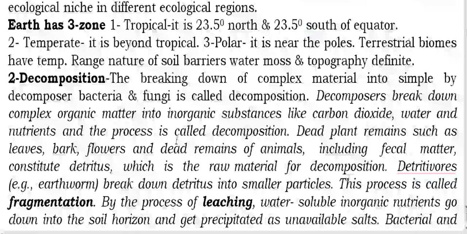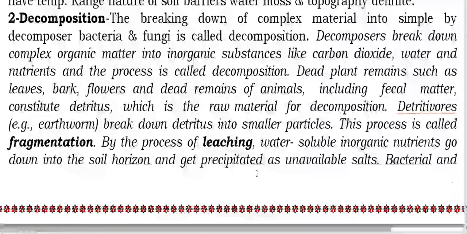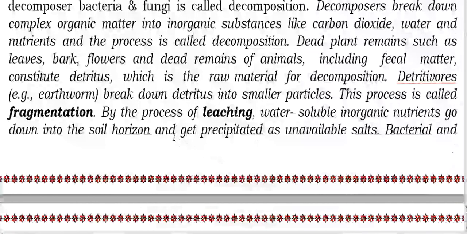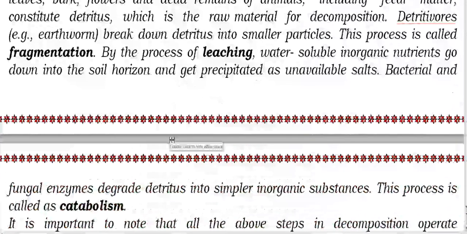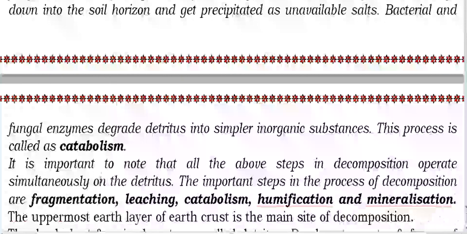When any organism dies, its waste is decomposed by the organisms and added to the soil. Detritivores can eat the detritus or the small particles of the living being. This is known as fragmentation. They break down into simple fragments. By the process of leaching, some decomposed material goes into the water downward in the earth, and that gets precipitated as an available salt. Bacteria and fungi are responsible for the breaking down of the complex material, and this process of breaking down is known as catabolism.